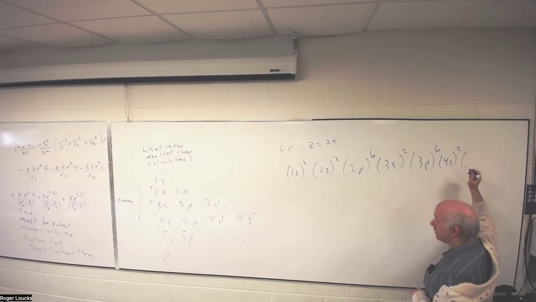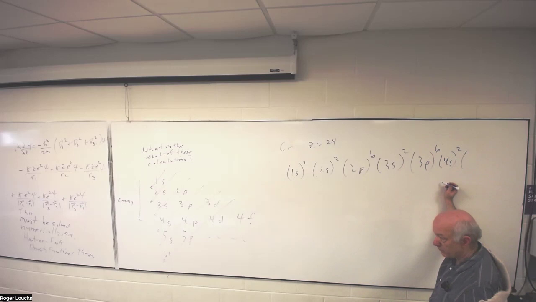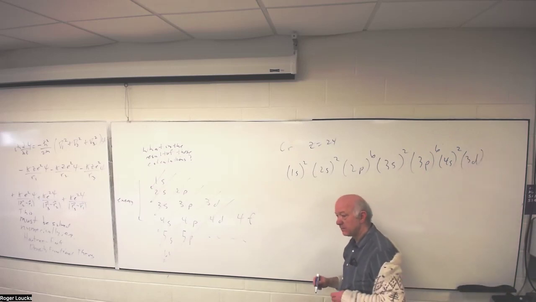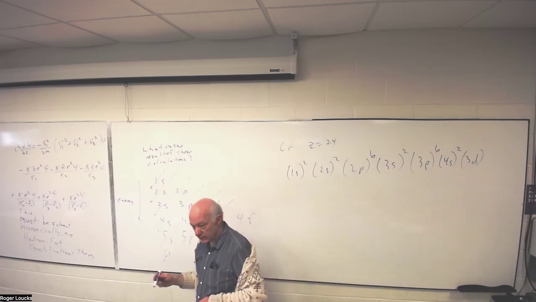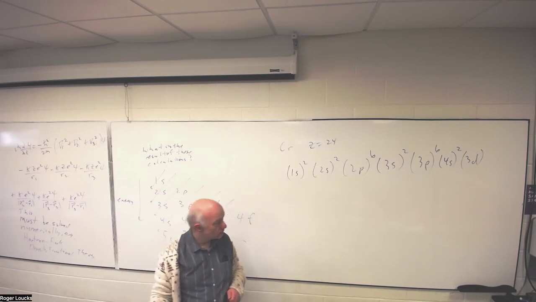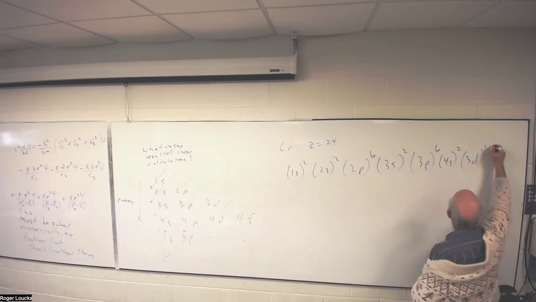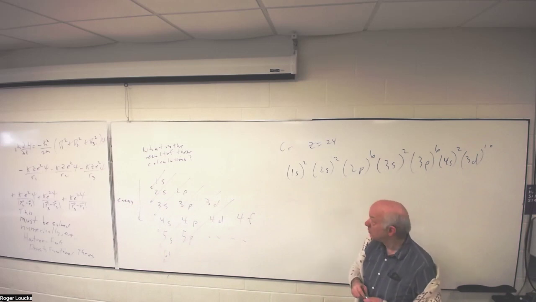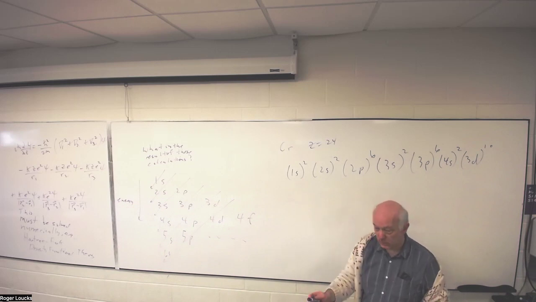Now we hop over to the 3d. The d is an L equals 2. So how many electrons can go in there? 10. And we now have 30 electrons. We only have 4 more to go, because we use 24, and we're done.